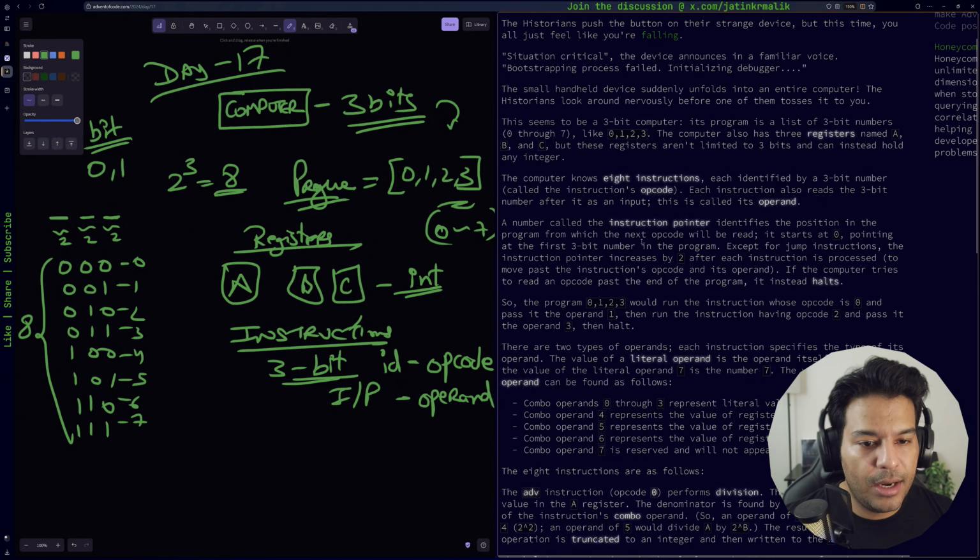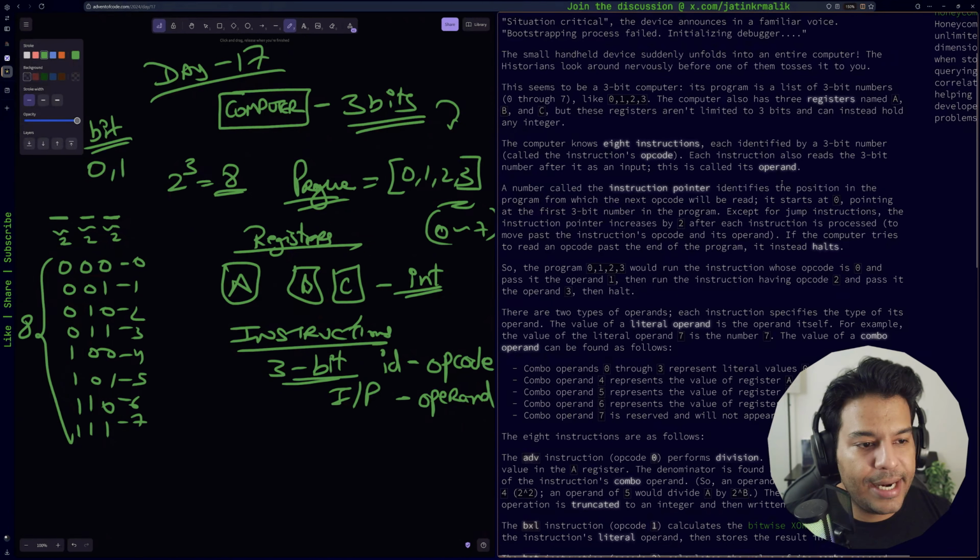Okay. So a number called the instruction pointer identifies the position in the program from which the next opcode will be read. It starts at 0, pointing at the first 3-bit number in the program, and except for jump instructions, the instruction pointer increases by 2 after each instruction is processed to move past the instruction's opcode and its operand. If the computer tries to read an opcode past the end of the program, it instead halts.